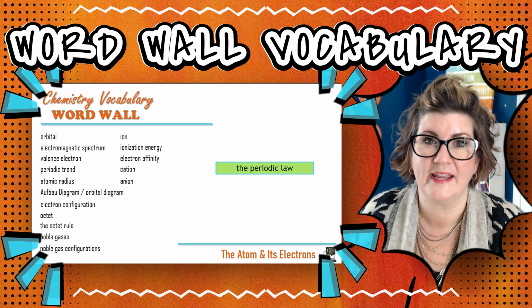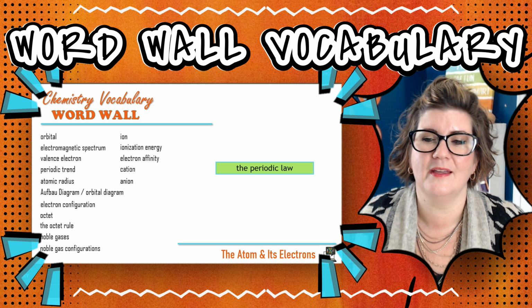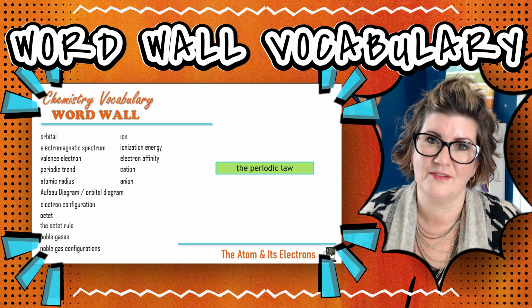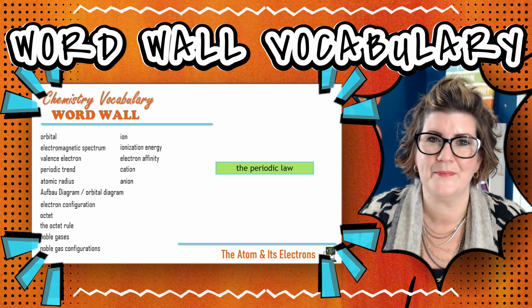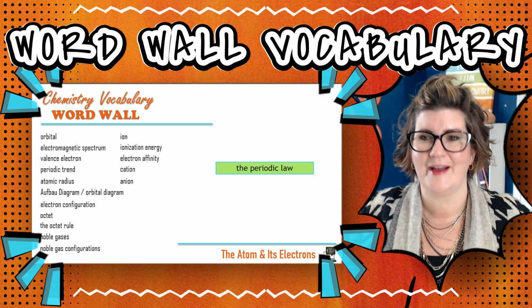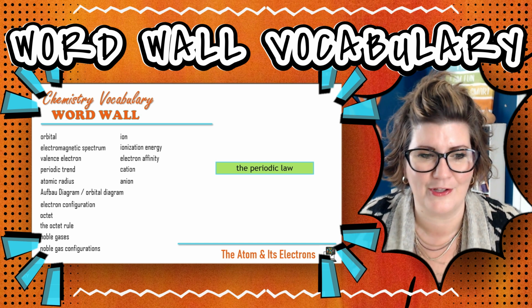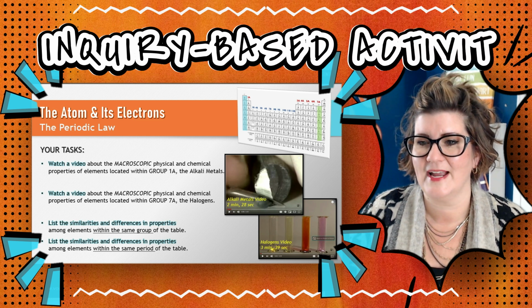You've got the why of what they see being similar. So this is something you'll revisit at the end of class as, hooray, light bulbs went off. The room is totally lit up because now we know what the periodic law is. But this is our activity.